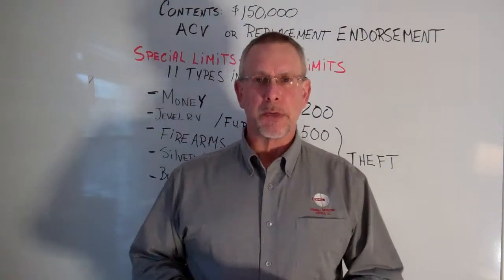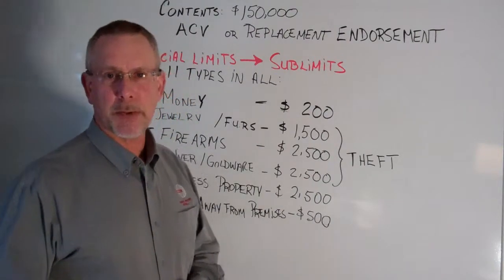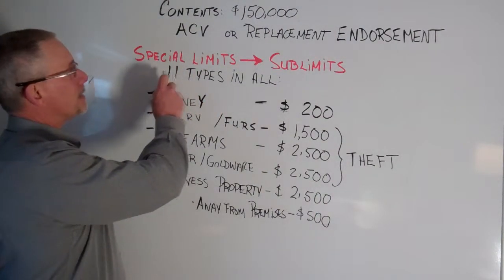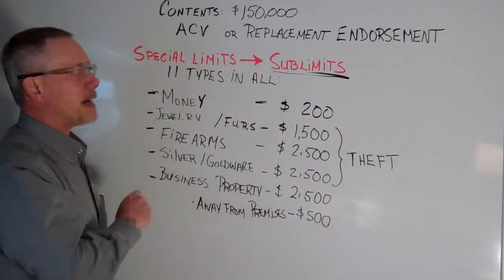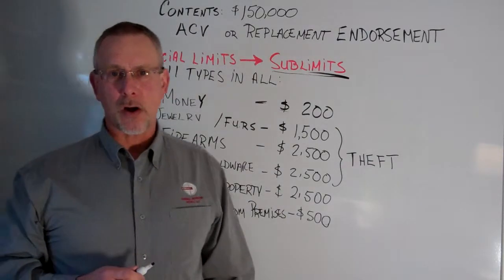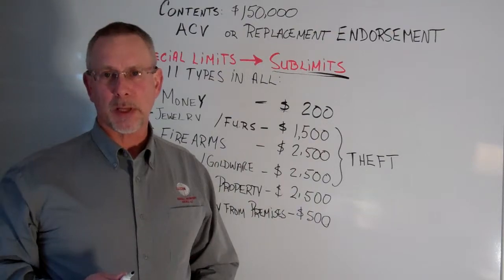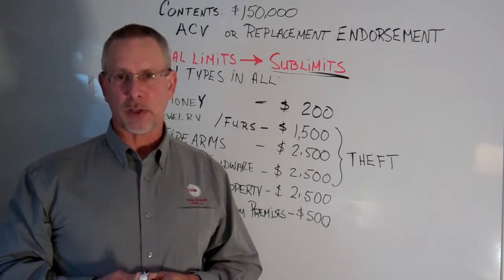Another very misunderstood section of the homeowner's policy is regarding the Special Limits of Liability section, otherwise known as the sublimits section. There's 11 types of sublimits in all. Today we're going to discuss just a few of the sublimits within your policy so that you get a good understanding of how this really works.